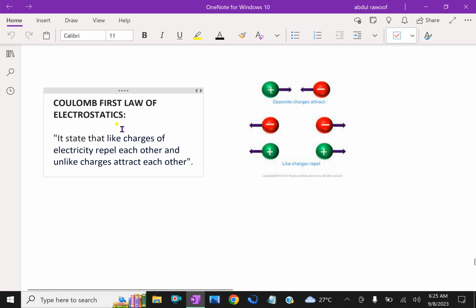First law, Coulomb's first law of electrostatics. It states that like charges of electricity repel each other and unlike charges attract each other. Here, positive and negative attract each other, while two negative charges repel each other and two positive charges repel each other.